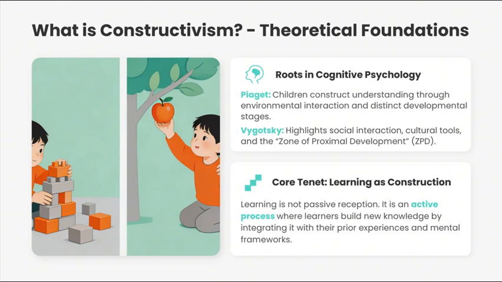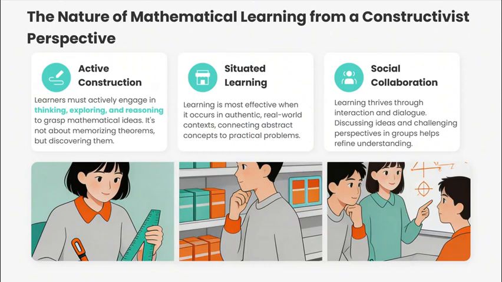Understanding its foundation is key, as it fundamentally changes how we approach teaching and the design of learning experiences. Building on the theoretical foundations we just discussed, let's now explore the nature of mathematical learning from a constructivist perspective. What does this look like in practice? It boils down to three key principles: active construction, situated learning, and social collaboration.